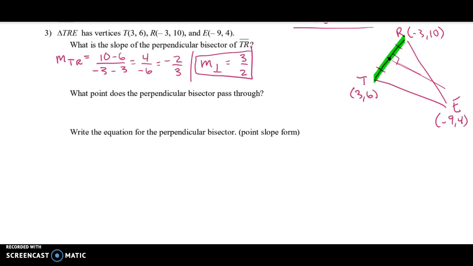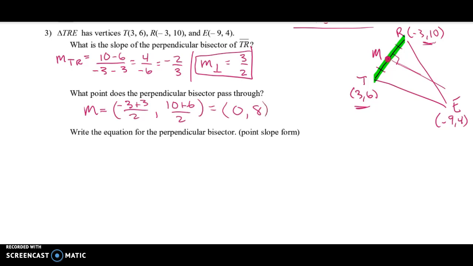Okay, what point does the perpendicular bisector pass through? Well, it's right here. We'll just call that M. So M equals negative 3 plus 3 over 2, and we're going to add the y values and divide by 2. So that's going to be 10 plus 6 divided by 2. So that becomes 0, 8. Okay, that again was this and this averaged together.